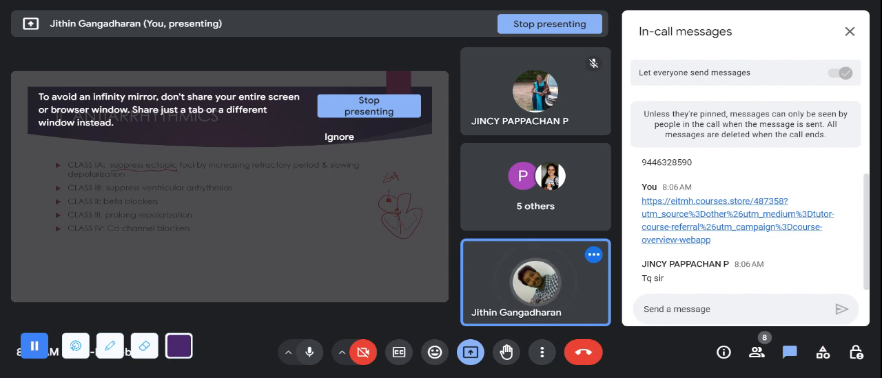Clear, these beta blockers. That's why it is used to treat tachyarrhythmias, arrhythmias in which there is tachycardia. So it is used to treat tachyarrhythmia, hypertension, and angina pectoris.